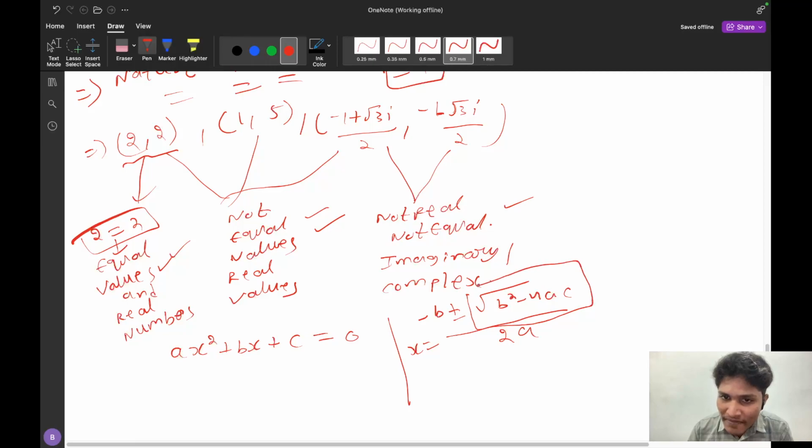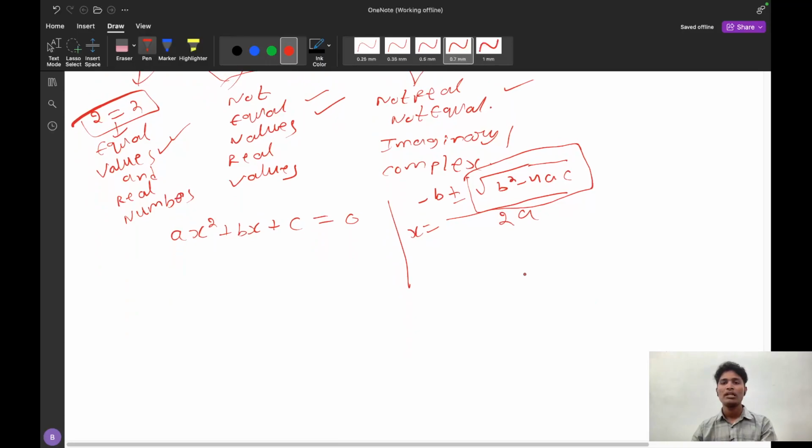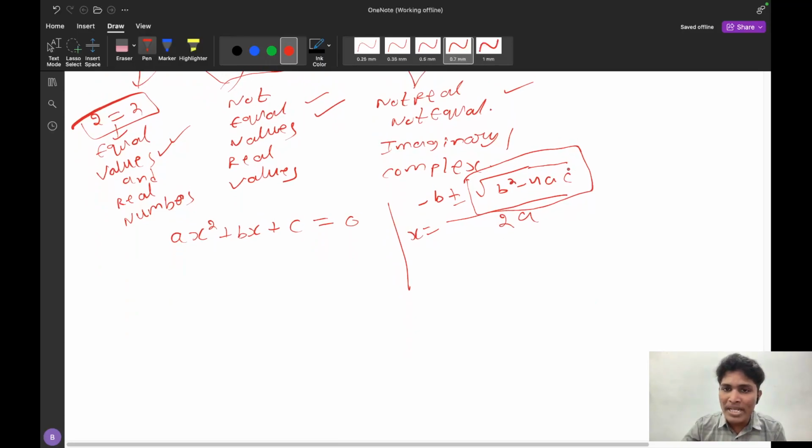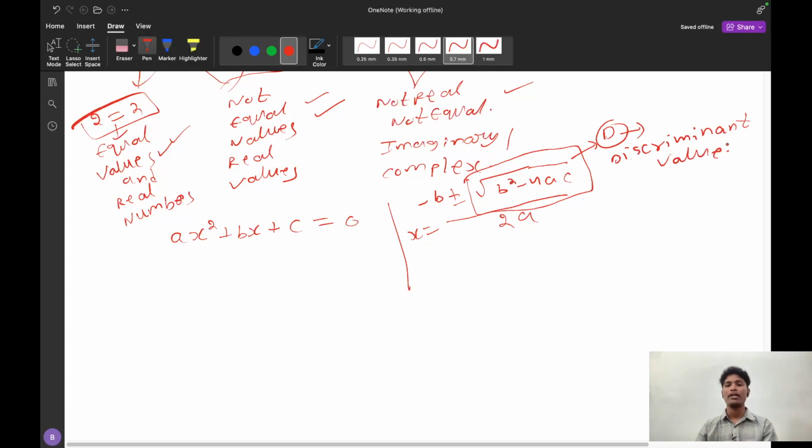With the help of this value, you can understand what you will get. This entire value, root of b square minus 4ac, is said to be the d value. This d is said to be the discriminant value. You have to understand what is meant by discriminant. Suppose I replace this with d, x equal to minus b plus or minus d divided by 2a.